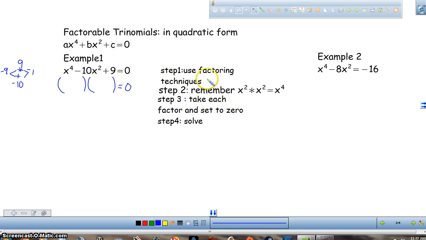But remember, though, we're doing x to the 4th. So remember, x squared times x squared is x to the 4th. So instead of saying x here, we're going to say x squared minus 9, x squared minus 1. And we're going to take each factor and set those to 0.